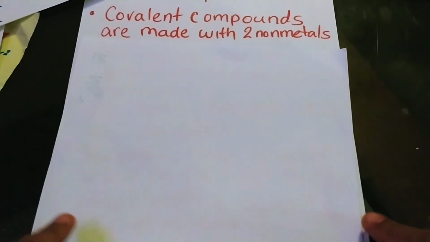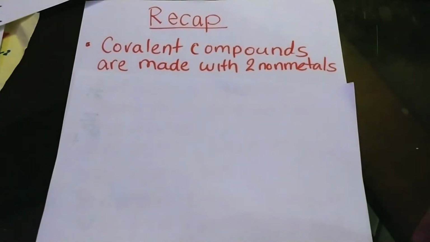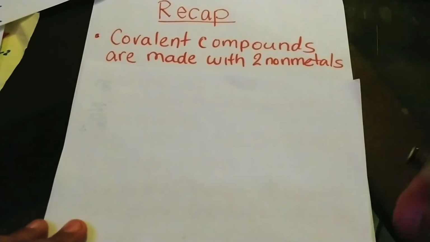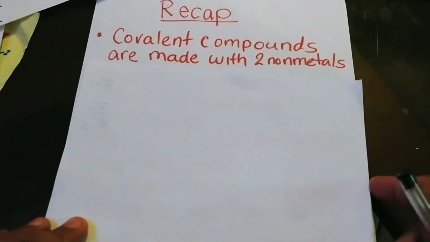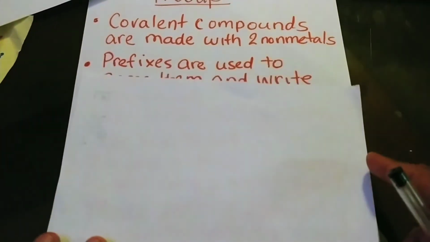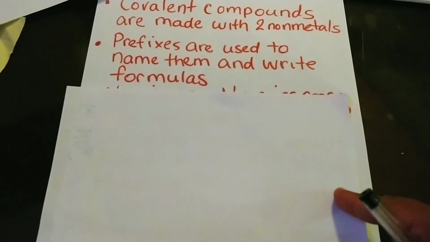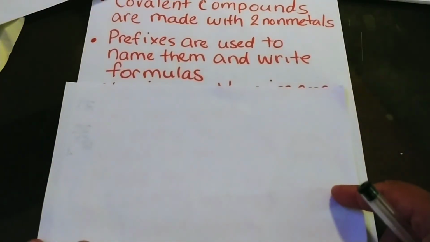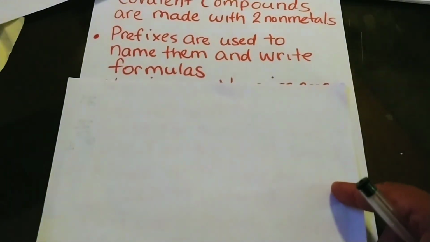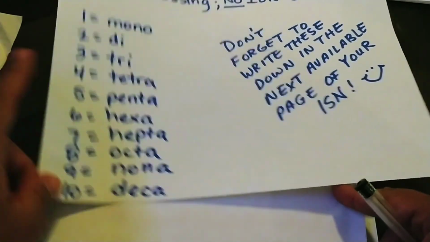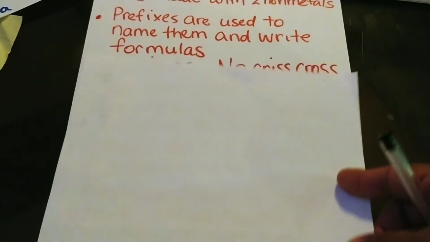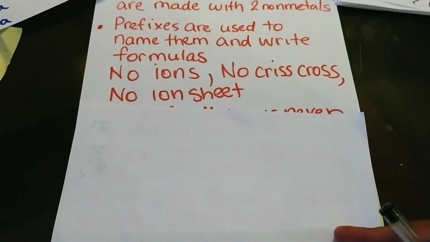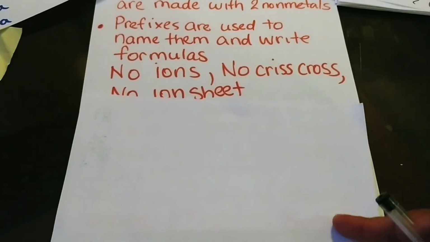All right, quick recap on what we learned about covalent compounds. Covalent compounds are made with 2 nonmetals, unlike ionic, which is metal and nonmetal. For covalent compounds, prefixes are used to name them and write formulas. Yep, we use these a lot. No ions, no crisscross, no ion sheet.